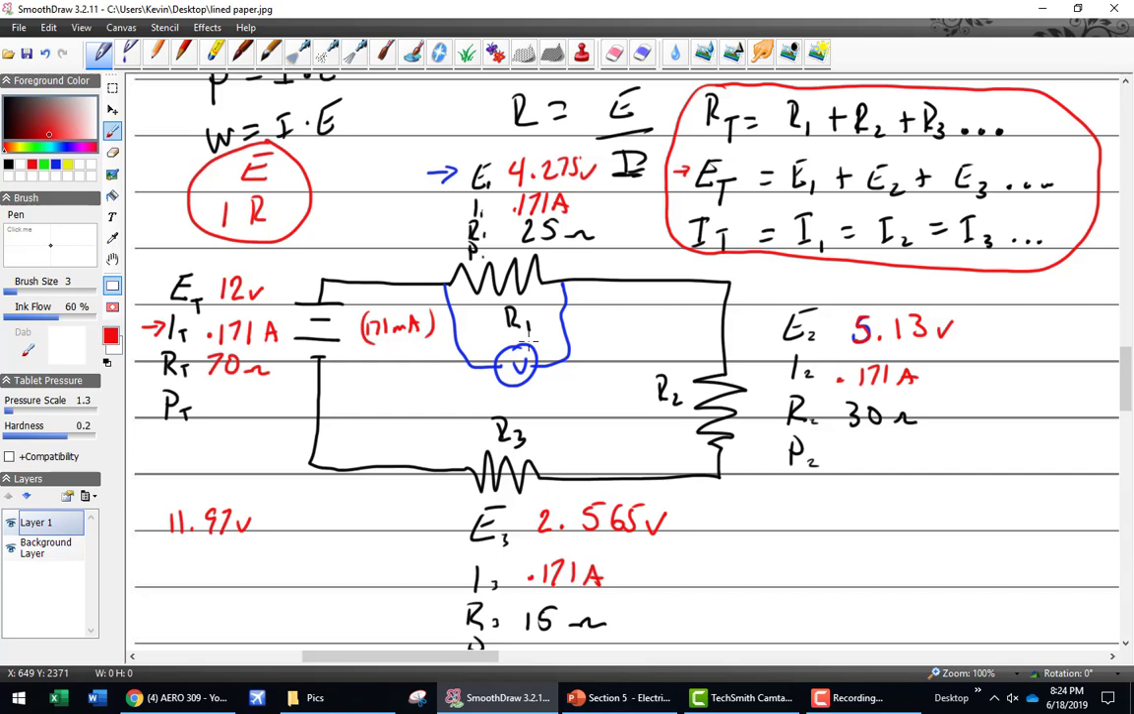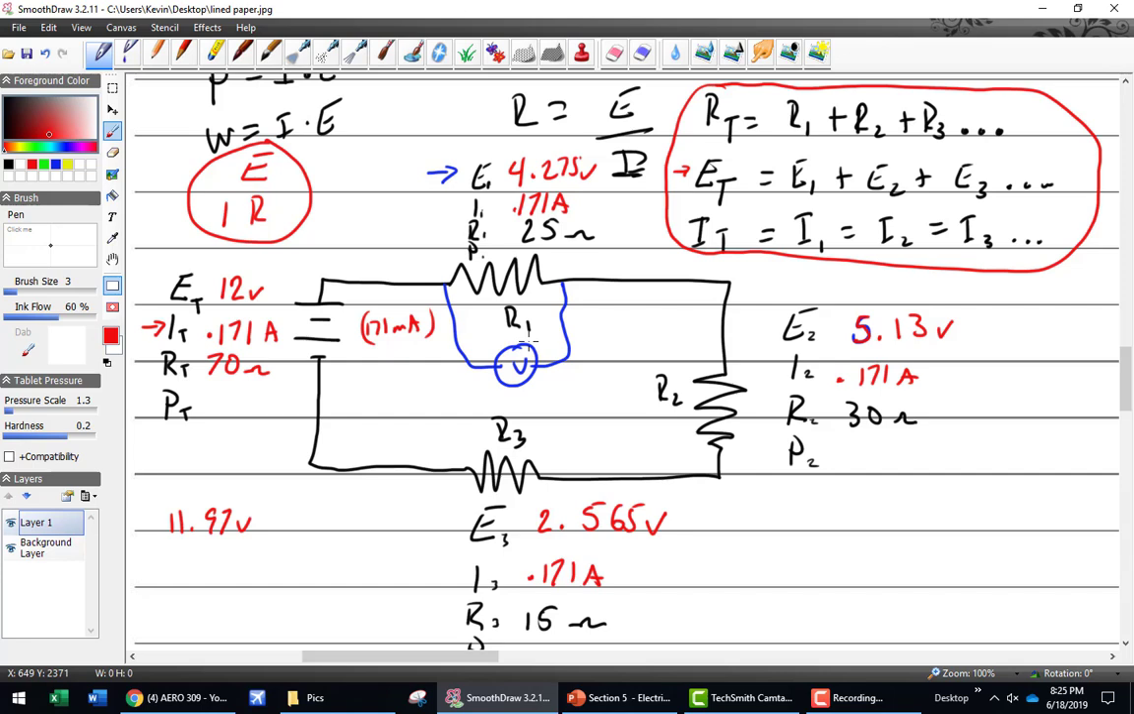So let's look at some takeaways before we go on break here. A couple of takeaways on this. One, the current flow is always the same through here. So if I didn't give you I total, but I gave you the current flow through number 3, what's I total? Same. And resistance, you just add up the resistors. It's very simple to add them.